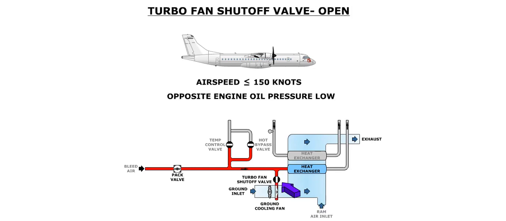If an engine is experiencing low oil pressure, the turbofan shutoff valve on the opposite side will automatically open, and the associated turbofan will run at all times, as long as the airspeed is less than or equal to 150 knots. This will occur regardless of the position of the landing gear.